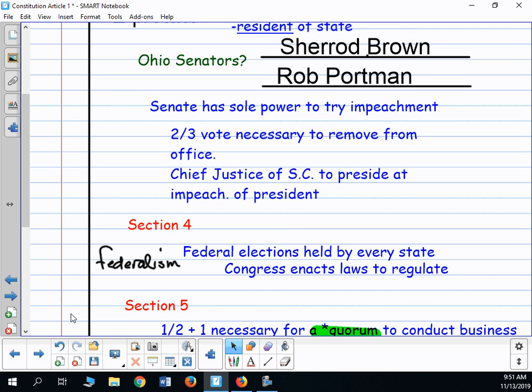All right, Section 4. Section 4 steps away a little bit. Again, it still has to do with the fact that it's important to know who's being represented. And this has to do with federal elections held by every state, meaning that the states are responsible for holding the elections. However, Congress makes the law to regulate the elections. So this is a perfect example of federalism. Both the federal government and the state share in the power with elections.